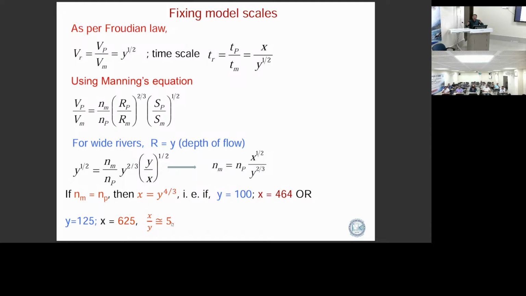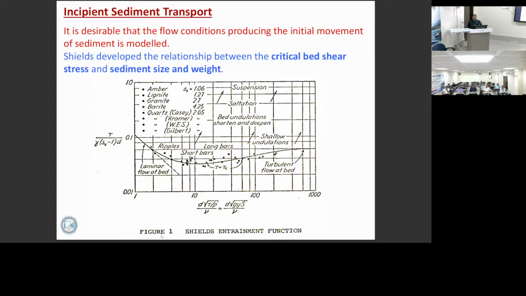This gives the n_m of the prototype and model almost equal to the same. Means whatever the D50 material of your prototype and D50 material of your model will almost be the same. Ultimately, whatever tractive force is the main thing, which I will tell you later. This is the tractive force, incipient motion of the model, this particle, sediment part.